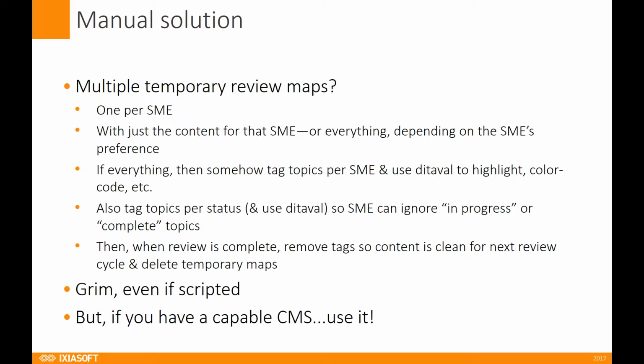So people have different solutions. They develop temporary review maps, and they just put the topics in there for each SME, and they tag things, and they do all kinds of manual stuff to customize these review PDFs. And I'm saying PDFs, but obviously this could refer to any type of medium. And this can be pretty grim, even if you figure out how to script a lot of it. So I thought, well, if you have a capable CMS, why not take advantage of this to automatically customize your review stuff?